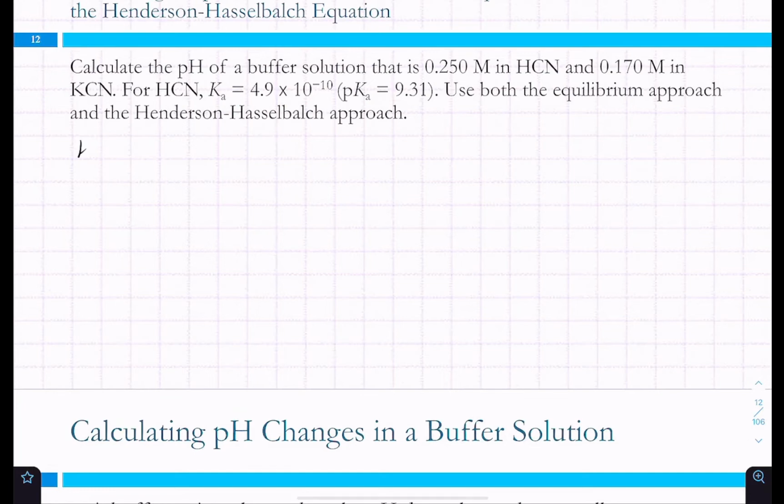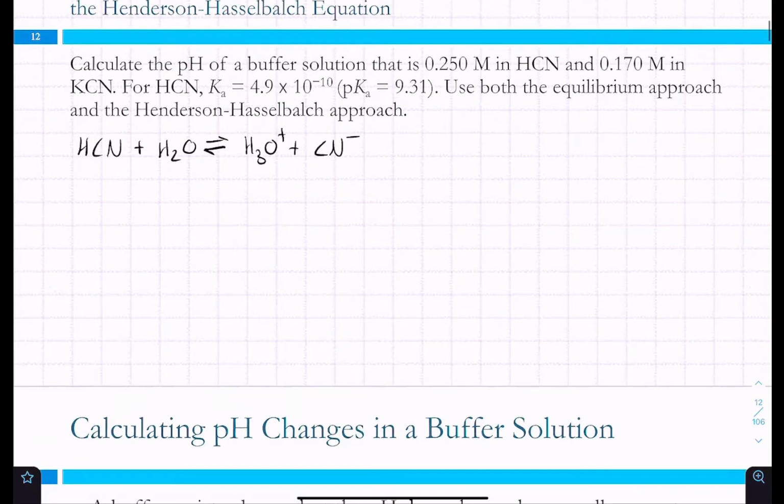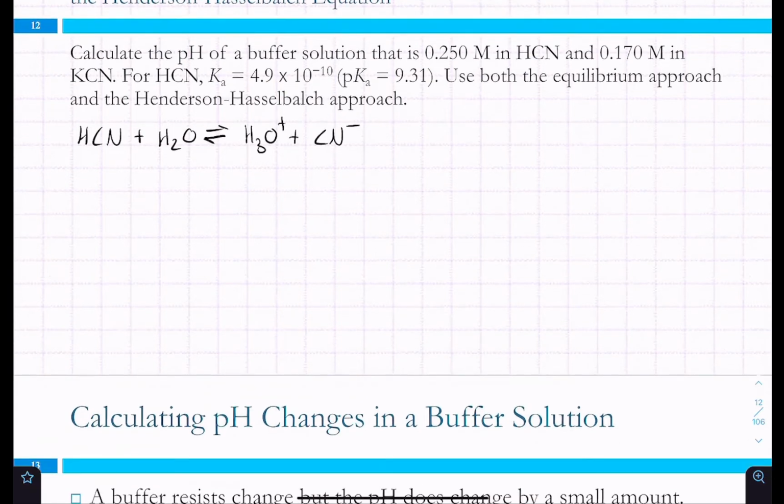So our equation here is going to be HCN plus H2O is H3O plus plus CN minus, cyanide, and then 0.250, leave out water. This is 0.170.